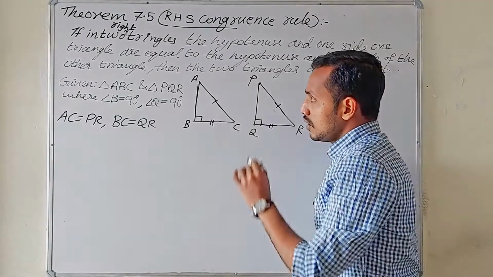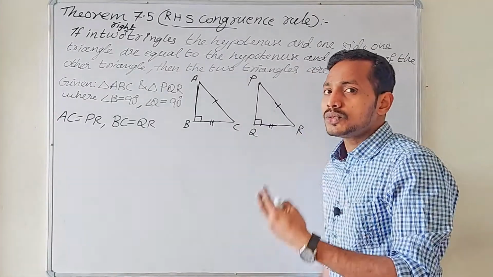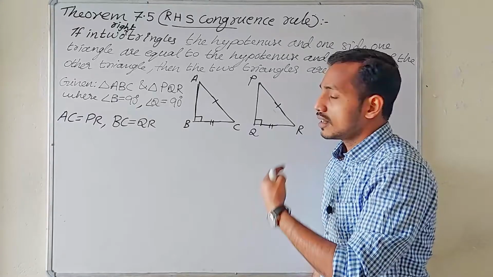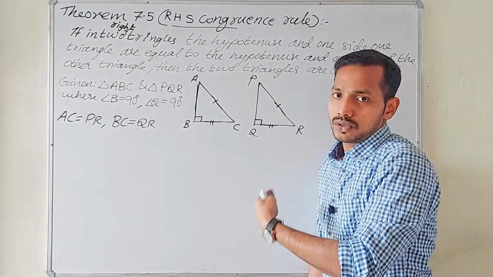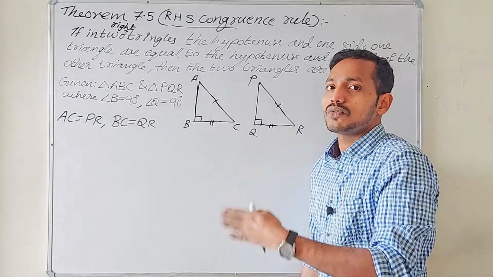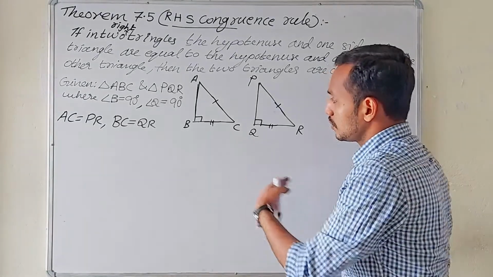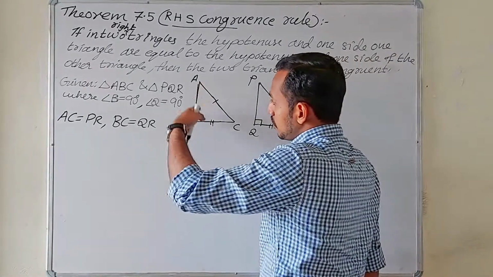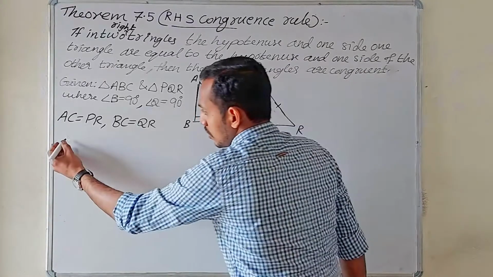So how can we prove it? We are going to take the help of two theorems: one is the Pythagoras theorem and the other is the SSS congruence rule to prove this theorem, whose proof we have discussed in the last video. So let's apply the Pythagoras theorem in both triangles.